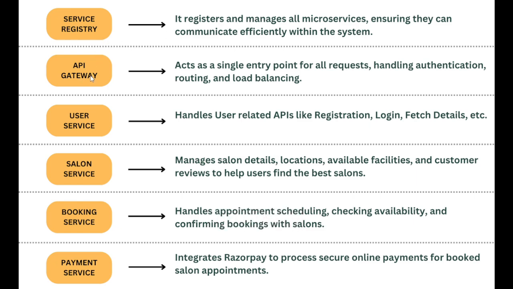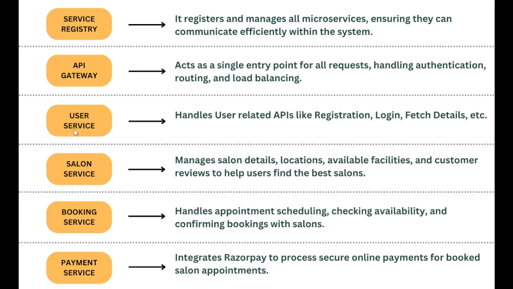The second one is the API gateway. It acts as a single entry point for all the requests, handling authentication, routing, and load balancing. That means from our React.js application, from the frontend, whenever a request comes to the backend, it will firstly come to the API gateway, and from there it will be routed based on the URL.